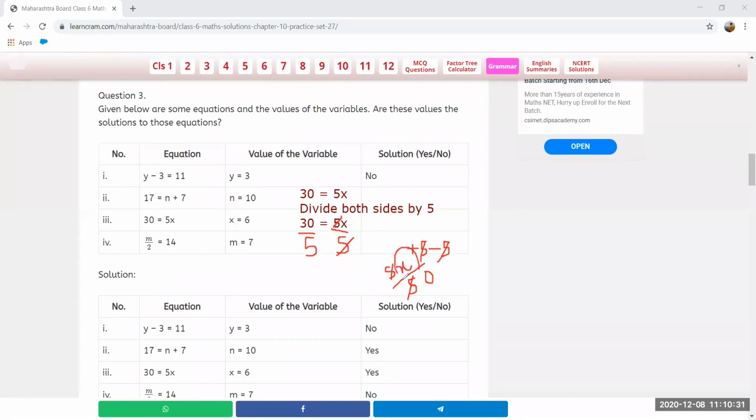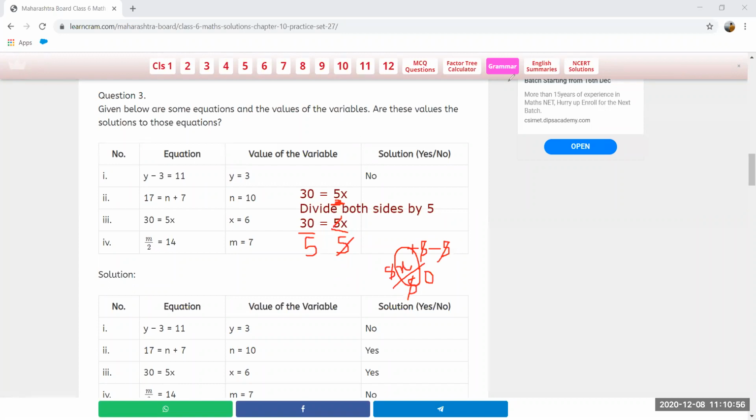And we will get our value x, right? So if here 30 is equal to 5x, this means this 5 is multiplied to this x. So to remove this 5 from x, we will divide both sides by 5. So 30 divided by 5 and 5x will be divided by 5. So if 30 gets divided by 5, what would be the answer?